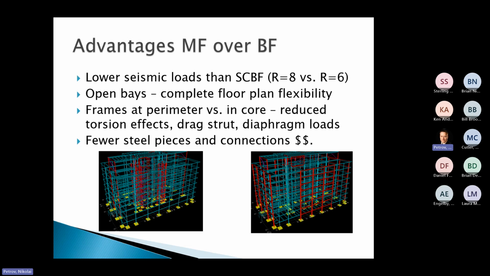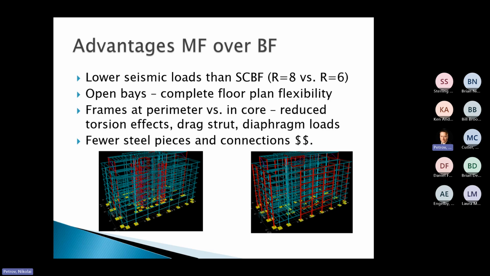We've got open bays now in the core of the building. Now, granted, they don't typically reconfigure the core of the building because you get your elevators and your stairs there, but all the same, you do have a lot of mechanical that goes down through the core and mechanical shafts and ductwork coming out at all levels. And now you've just got all kinds of open space to deal with that. Frames at the perimeter versus in the core reduce the torsional effects and drag strut diaphragm loads. And we'll talk about that a little bit more in a second. And there's a lot fewer steel pieces.